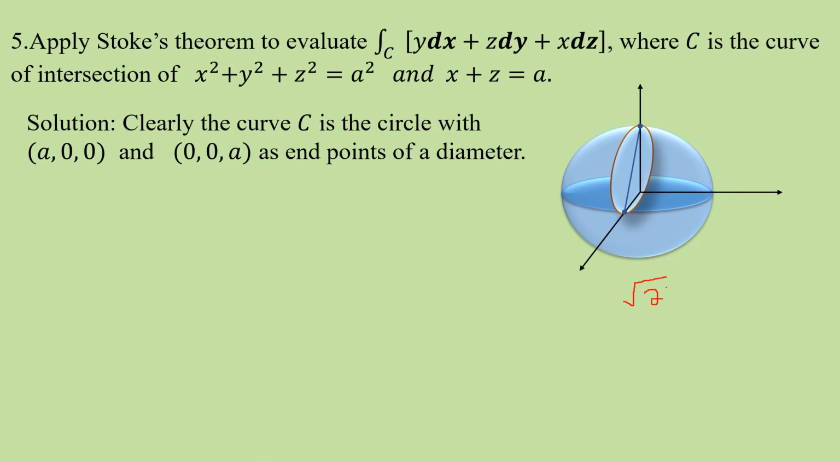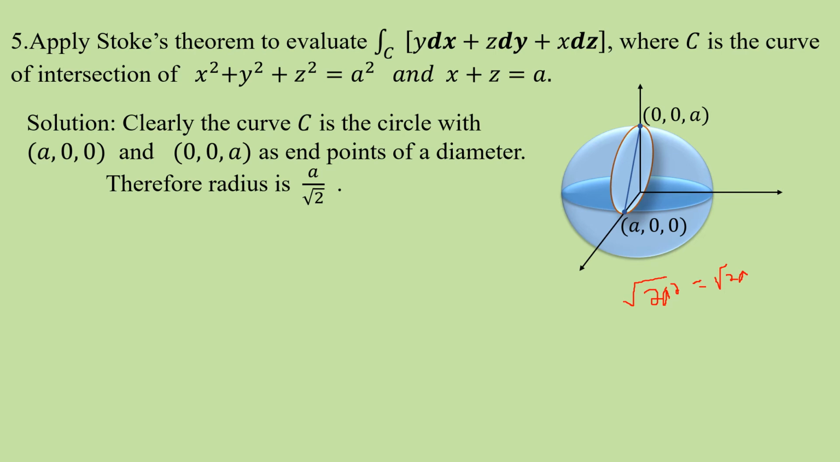The length of the diameter is the square root of (a minus 0) the whole square plus (0 minus 0) the whole square plus (0 minus a) the whole square, which is nothing but root 2 times a. Thereby the radius of the circle, since its endpoints are (a, 0, 0) and (0, 0, a), the length of the diameter I got is root 2 a, thereby half of that is the radius of the circle, a by root 2.